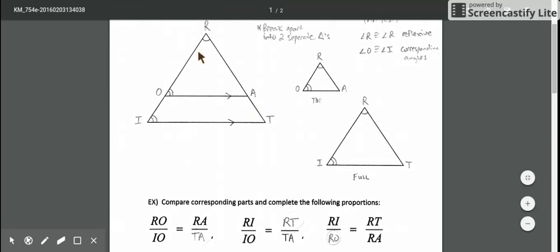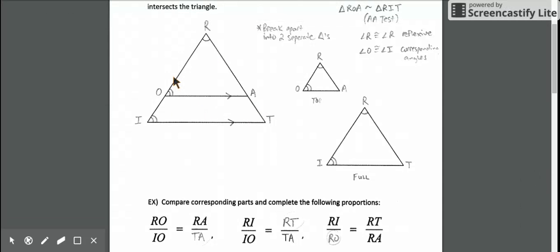We could do the same thing, but we could talk about the total of the left side compared to one of its pieces. So if I compare the total left side to just the bottom piece, then I would have to set that equal to its proportional parts on the right side. So what corresponds would be the total of the right side, RT, to the bottom of the right side, TA.